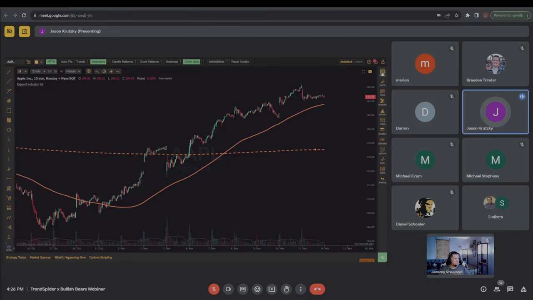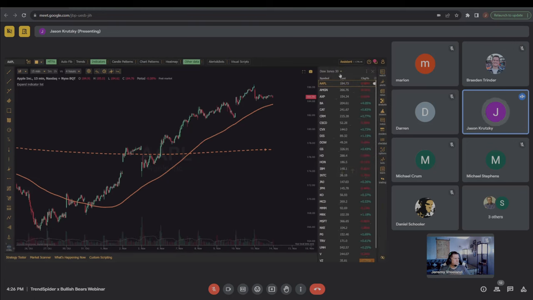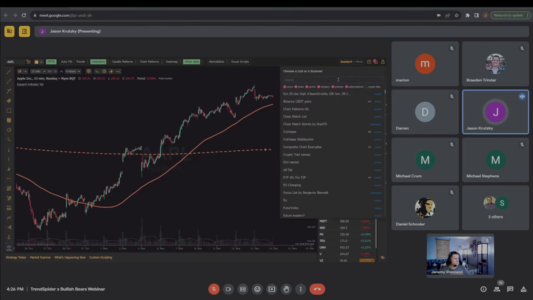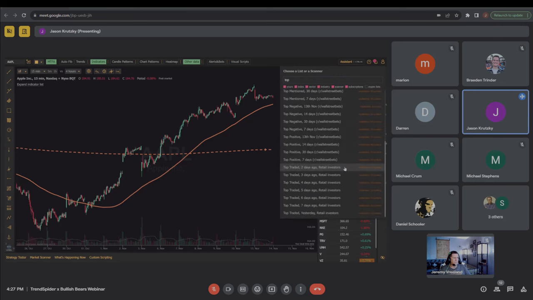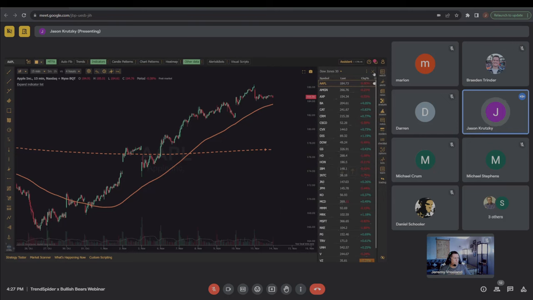So of course we have our watch lists. Within your watch lists, you can create your own unique lists. We have about 700 custom watch lists, all kinds of different things that we've built out for you, from top traded names on Wall Street Bets to all kinds of different things that we have pre-built, but of course you can make your own.